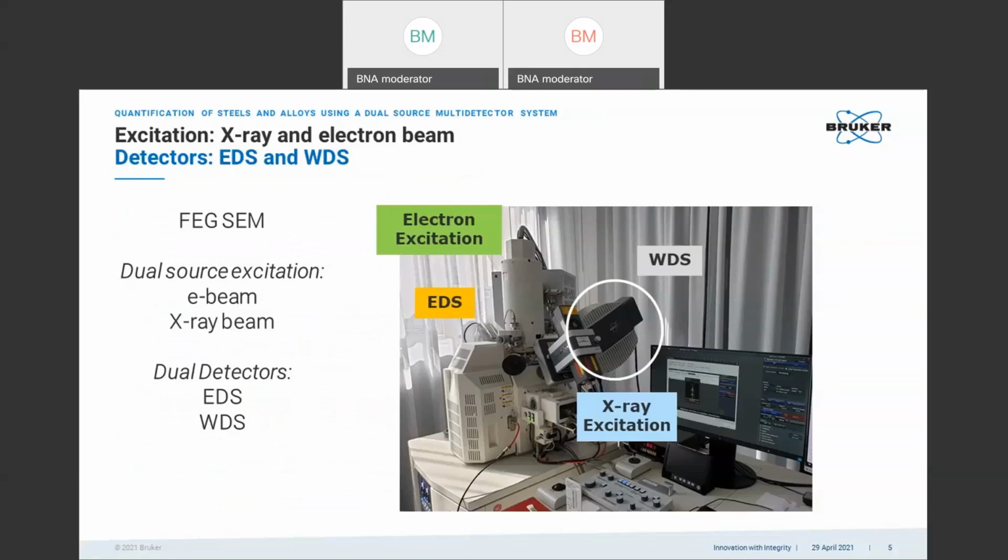Here we can see an image of the system that was used for these analyses. You can see here the dual source excitation with the SEM and the electron beam column, and on the right is an X-ray beam source at an inclined port. And there are two detectors, the EDS, which is partly hidden from view on the left-hand side at the back. And today we'll be talking in more detail about the WDS, which is shown here in the white circle on this image at the back of the SEM.